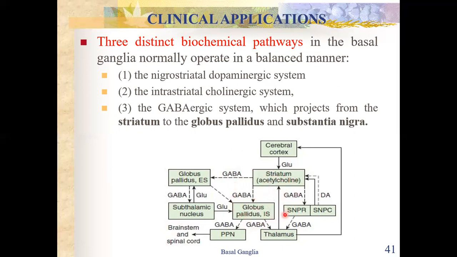So we have three distinct biochemical pathways in the basal ganglia. We have the nigrostriatal dopaminergic system, which is both excitatory and inhibitory to the striatum. We have the intrastriatal cholinergic system. Then we also have the GABAergic system from the striatum to the globus pallidus, internal segment, external segment, and the striatum to the substantia nigra pars compacta. So those are the three distinct biochemical pathways.